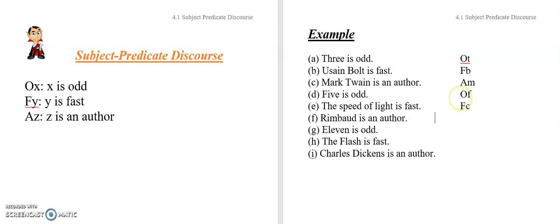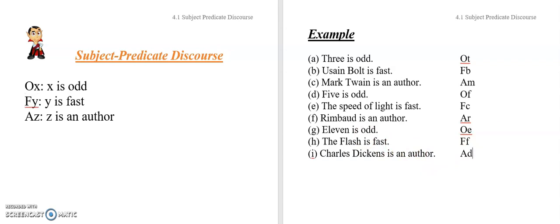Rambo is an author, which is true. Let's do capital A, little r. All right, 11 is odd, so we'll do O E. The Flash is fast, so let's do capital F, little f, where this is an individual constant for the Flash, the comic book character. This is a capital F, like this, which is a predicate, a property constant. And then Charles Dickens is an author, capital A, little d.